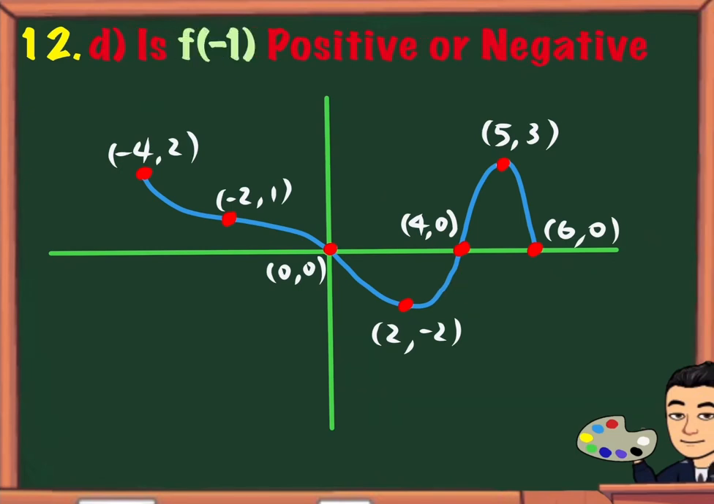For letter D, f of negative 1, when x is equal to negative 1, we can estimate that the point is going to be right here. So for negative 1, the y value is going to be somewhere around 0.5. So f of negative 1 is positive.